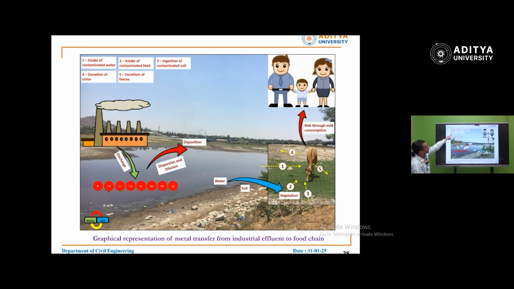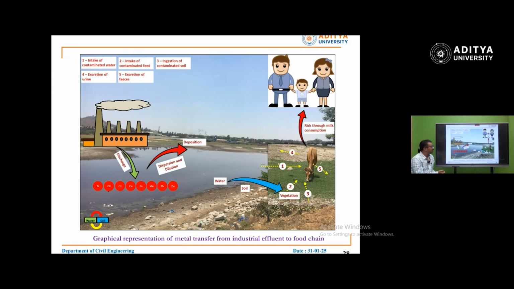See, these are the sources. You can say the first one is intake of contaminated water. So the cattle are drinking the contaminated water. They are eating the contaminated feed. So how are we saying it is a contaminated feed? Because in our preliminary study, we collected the vegetation samples already, and we identified that metal concentrations are there. Then ingestion of contaminated soil.